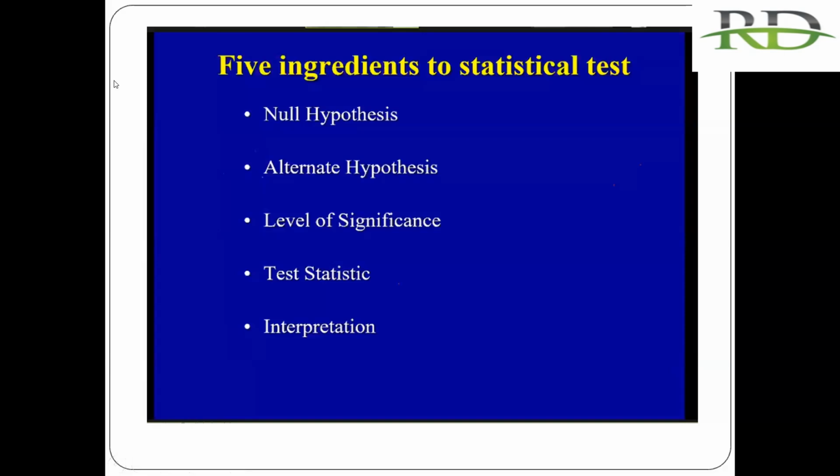So these are your 5 ingredients: null hypothesis, alternate hypothesis, level of significance, test statistic, and then on the basis of that you make the interpretation, right? So these are the 5 ingredients. Suppose you have created the null hypothesis, then half of your testing of hypothesis has been done, because formulating the null hypothesis and alternate hypothesis is very important.